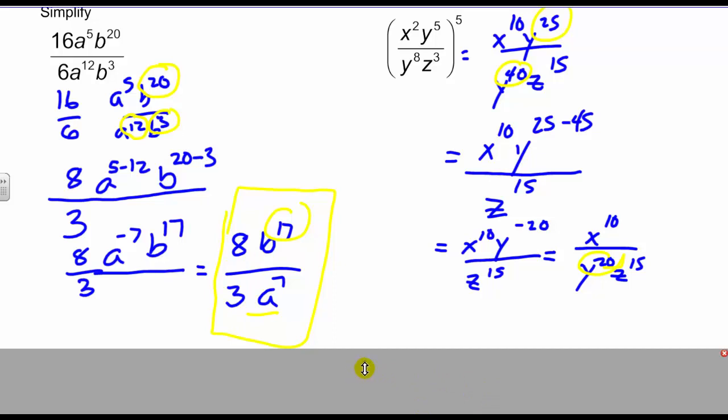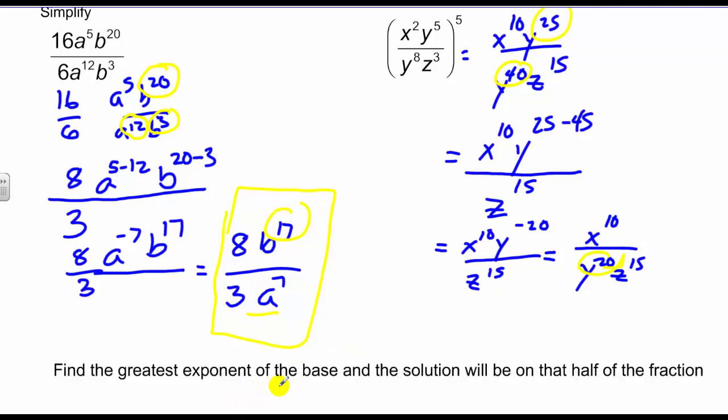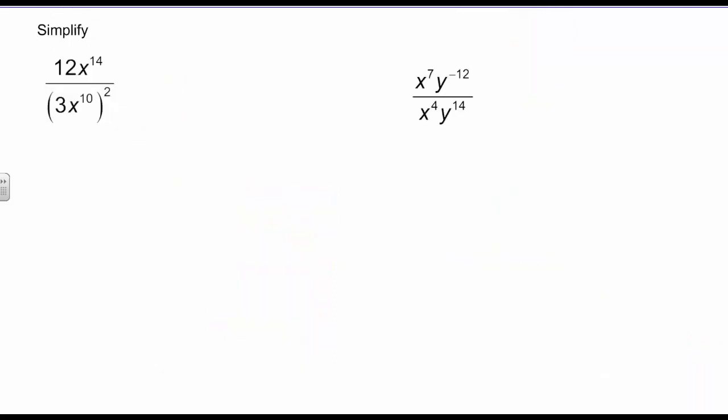So I've got a little bit of a rule here. Find the greatest exponent of the base, and the solution will be on that half of the fraction. So I'll go through and do a couple more examples using this concept.